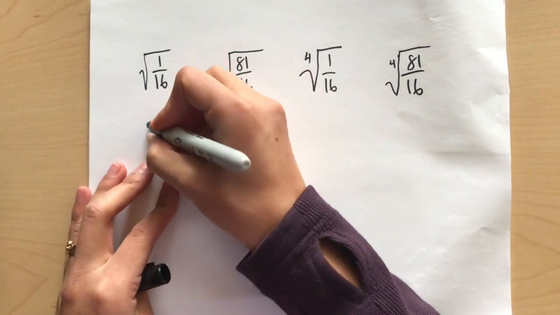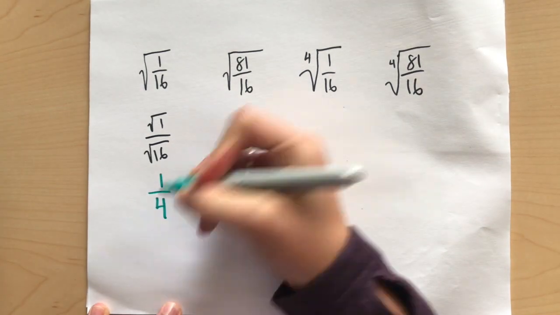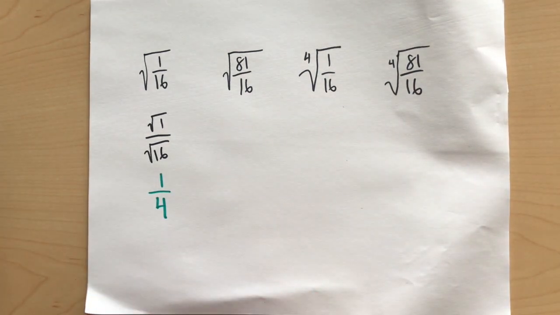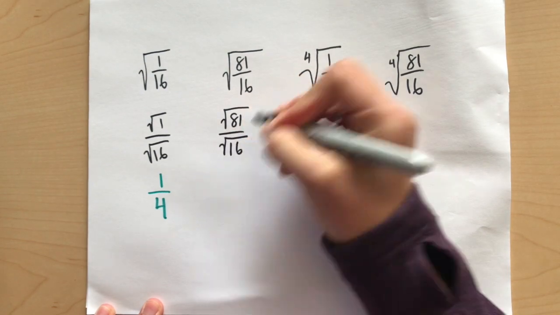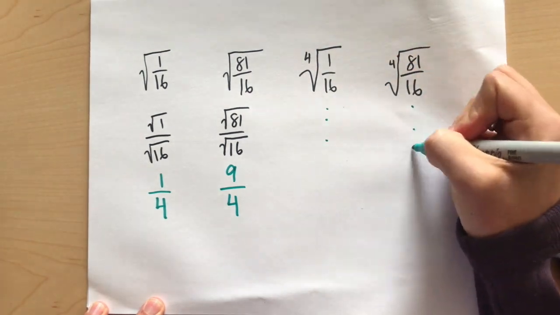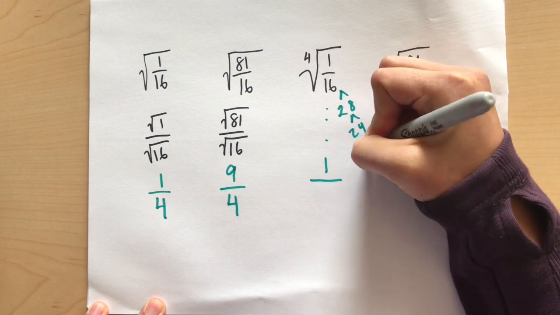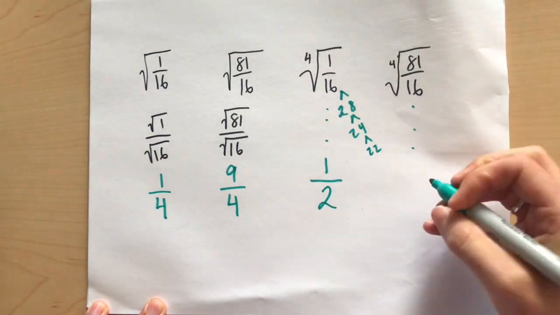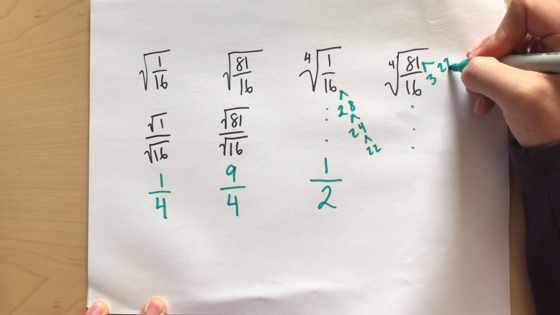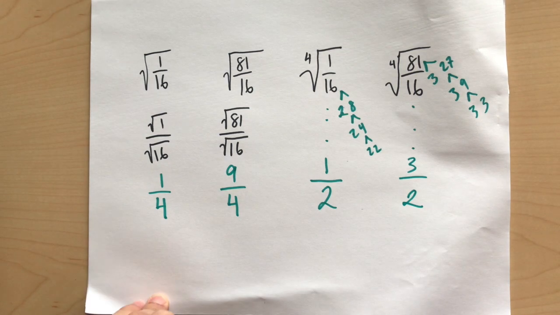We have some fractions now. One thing that you should know is that you can split up the square root to the top and bottom of a fraction. So it's going to be square root of 1 over square root of 16, which is 1 over 4. And then the same thing happens in the next one, so it becomes 9 over 4. And then the fourth root splits in this one, and I notice that 16 is 2 times 2 times 2 times 2, so that becomes 1 over 2. And then the last one, 81, is 3 times 3 times 3 times 3, so it becomes 3 over 2. So those all simplify quite simply. You just have to split the roots to the top and the bottom of the fraction.